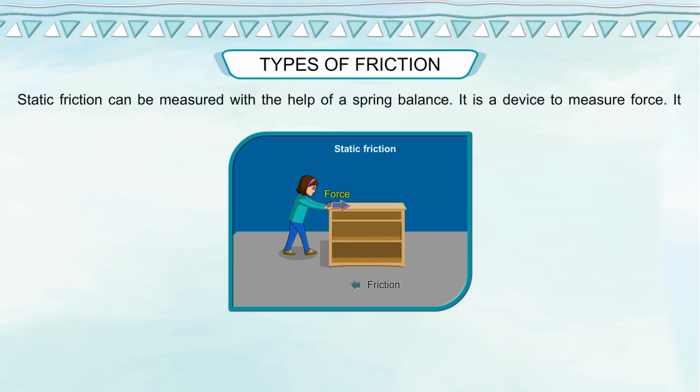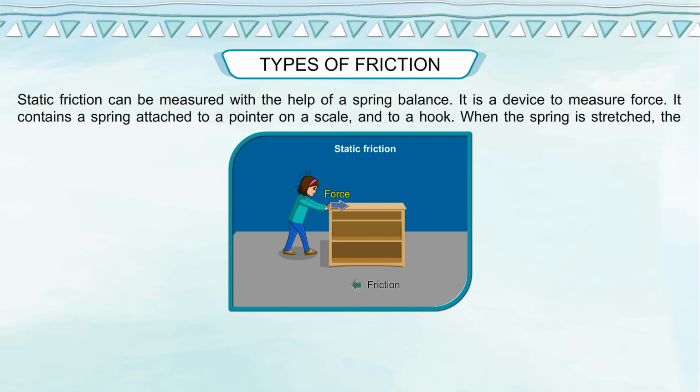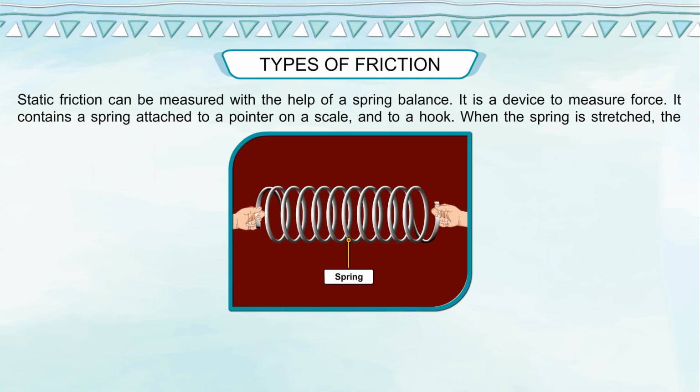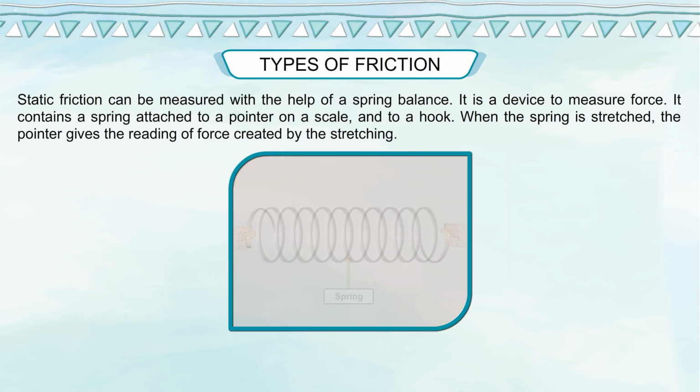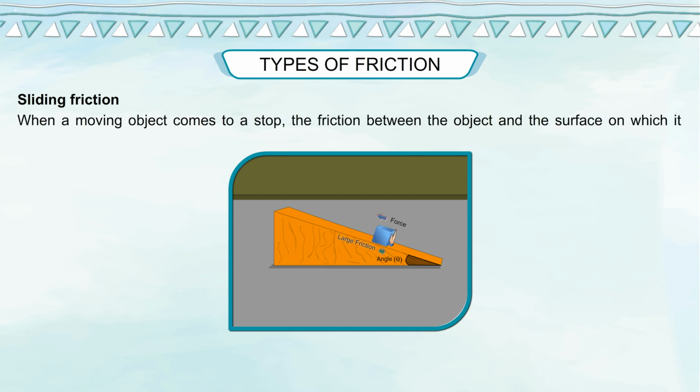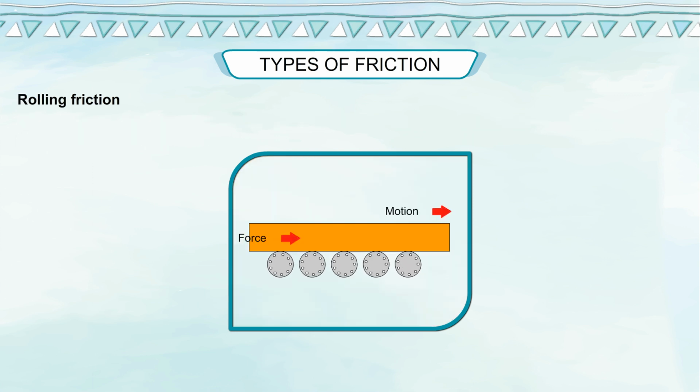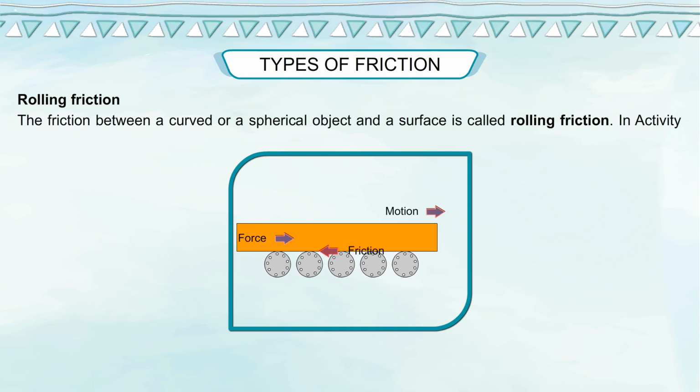Static friction can be measured with the help of a spring balance. It is a device to measure force. It contains a spring attached to a pointer on a scale and to a hook. When the spring is stretched, the pointer gives the reading of force created by the stretching. Sliding friction. When a moving object comes to a stop, the friction between the object and the surface on which it moves is called sliding friction. Rolling friction. The friction between a curved or a spherical object and a surface is called rolling friction.